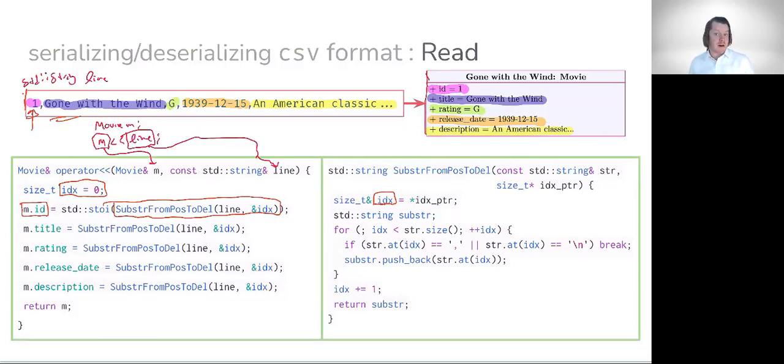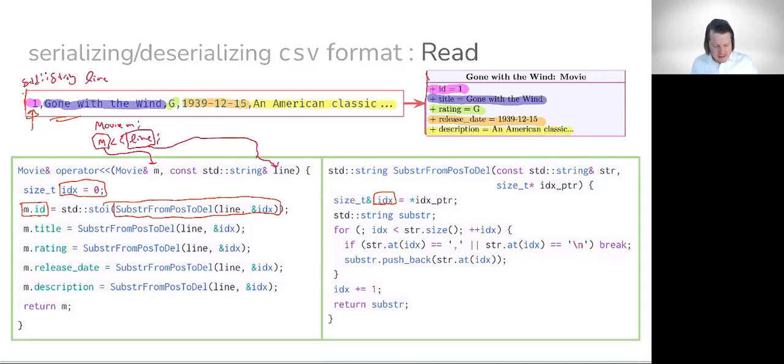The character at this position is not a comma, nor is it an end of line character, so we know we're currently in a field, and we continue to process this. And each time we observe an actual character of the field, we push it back to substring.